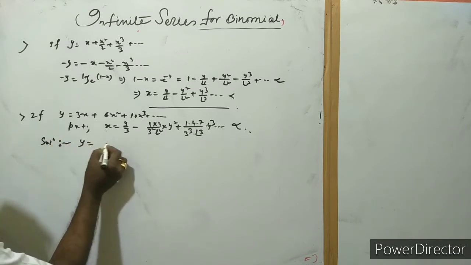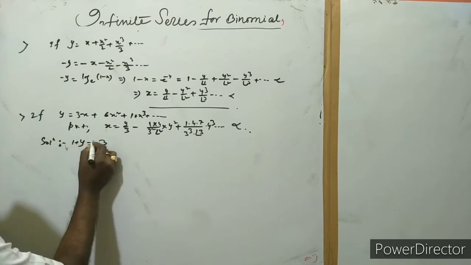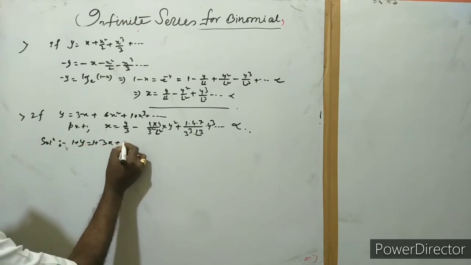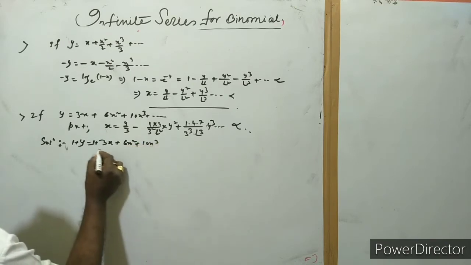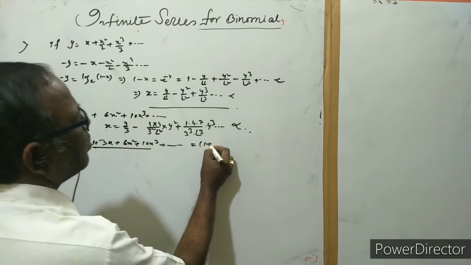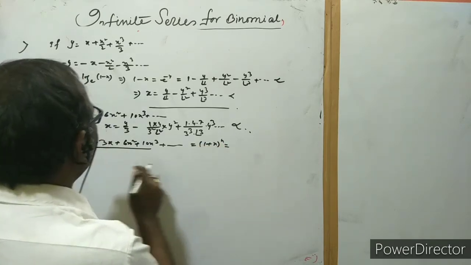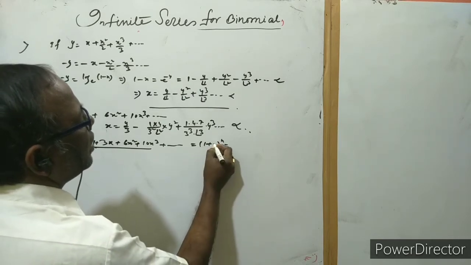See, y is equal to 3x, we added with 1. Okay, 3x plus 6x square plus 10x cube, dot dot dot. Let us assume this is the series (1 plus x) whole to the power n. Here is x here, so we can use here x. Let us assume it is a.